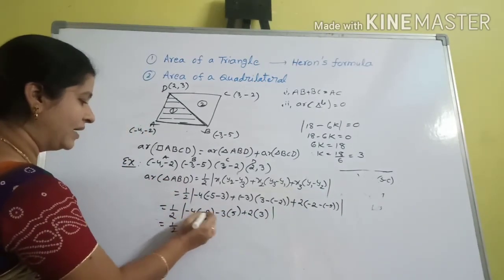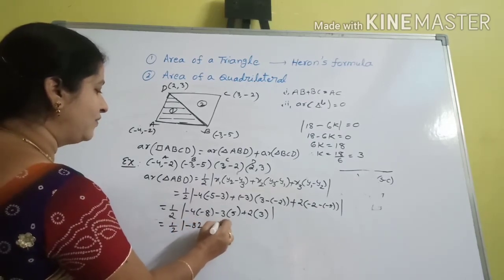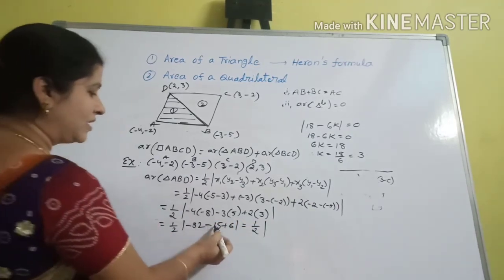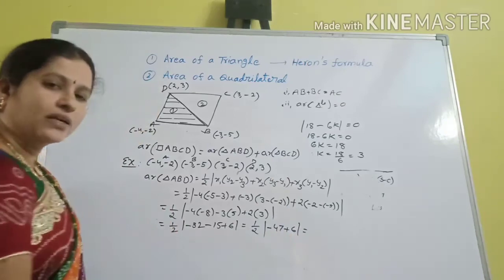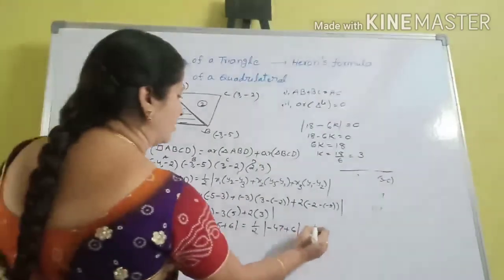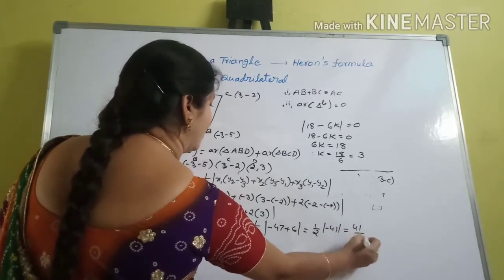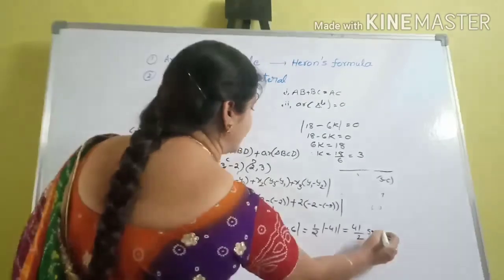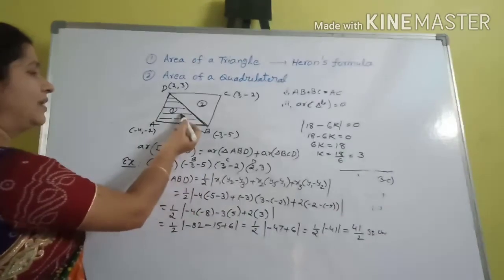By simplifying this, -4 -8 -8 4s are 32, -15 plus 6. So half into modulus of -32 -15 -47 plus 6. So -47 plus 6 value -41. So half into -41. We always take the positive value. Area should be positive. So 41 by 2 square units. Area is always in square units. Okay. So here we got the first triangle area.